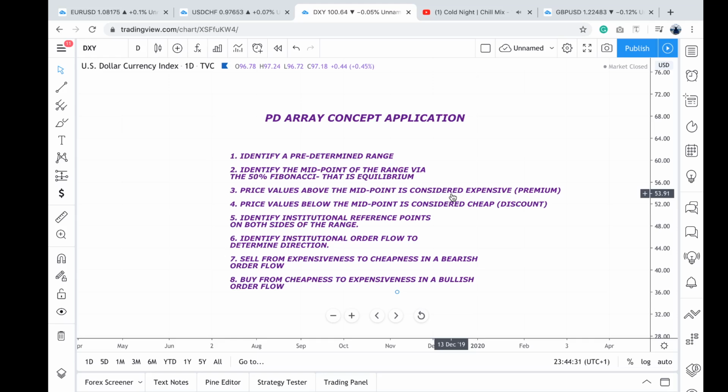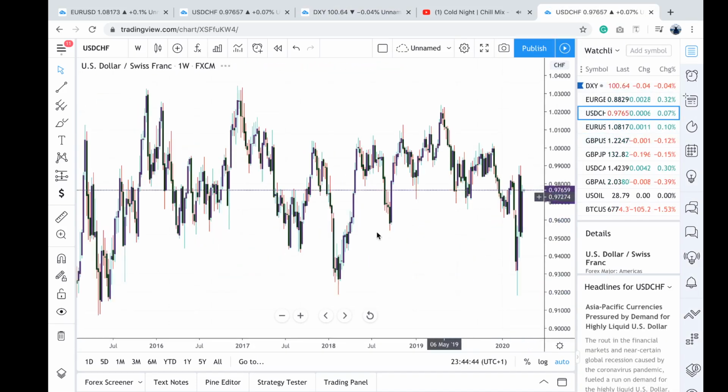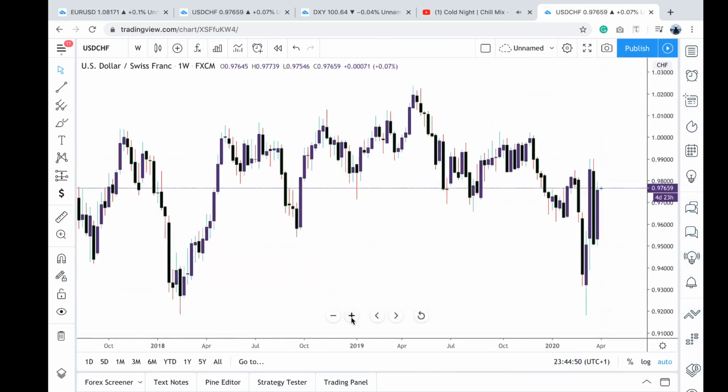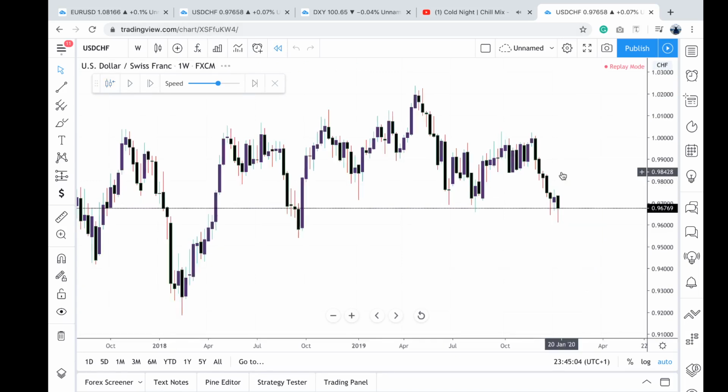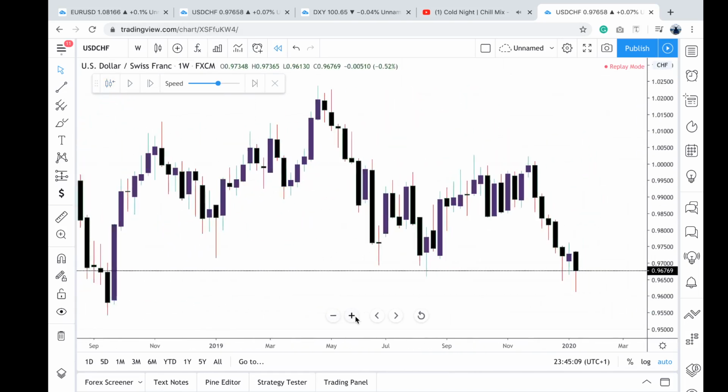Right, so what we're going to do now is try to apply this PD array concept in 2 examples, and after that you can do your homework trying to apply the same concept. So first, let's look at recent price action. Right, so this is USD CHF. An example, we're going to put the market around this level. So this is USD CHF on a weekly basis.